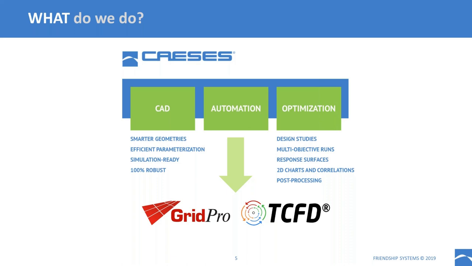The first one that we already briefly talked about is the CAD part of CAESES, where we try to come up with an efficient parametrization of complex geometries, create smart geometry models that can be varied in a very robust way, and take into account all the requirements regarding constraints and simulation-ready behavior.